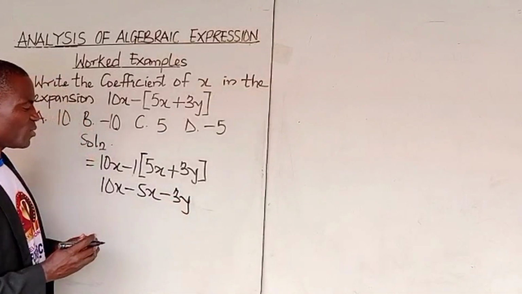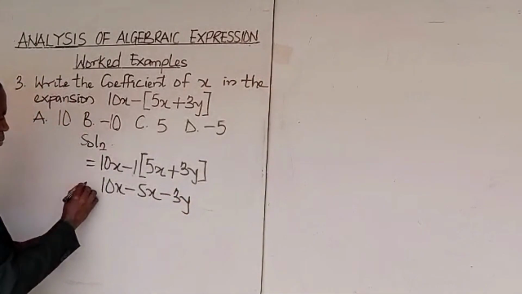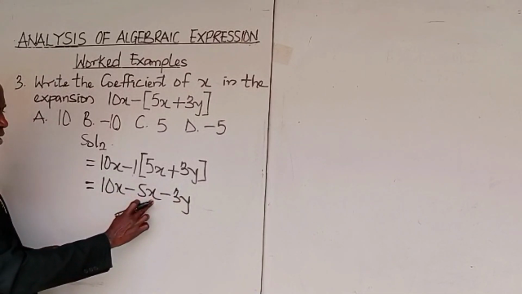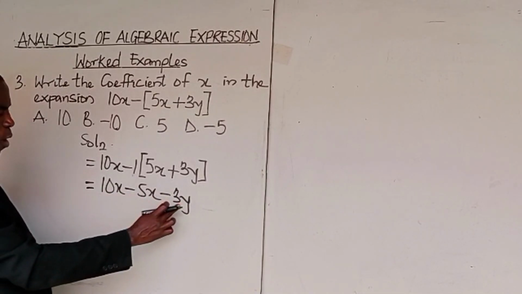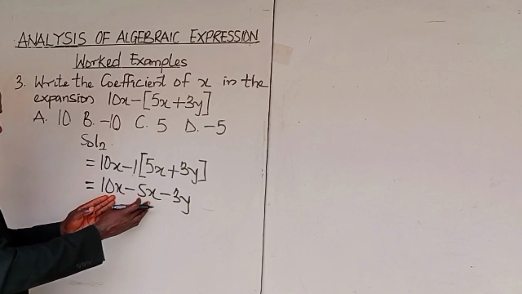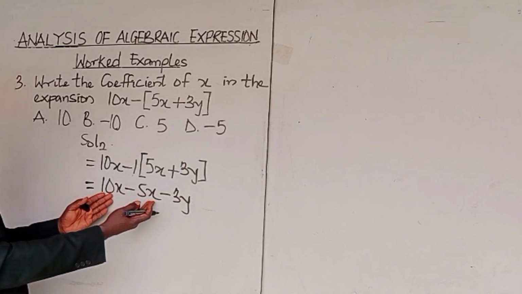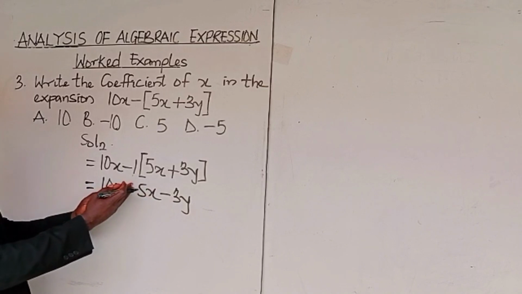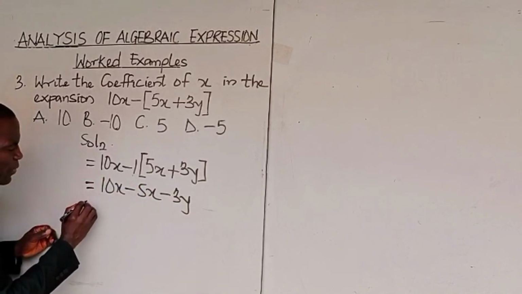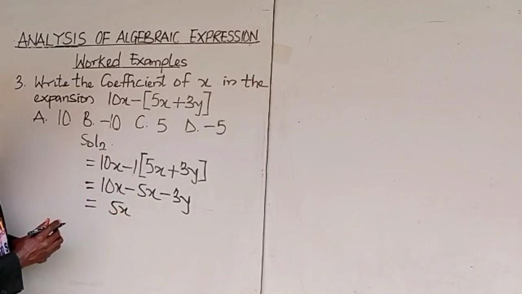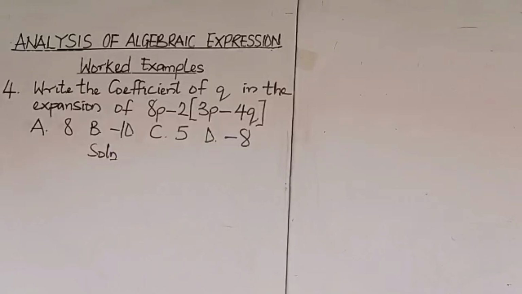So if you watch what is happening here, there is variable x, another variable x, and then we have variable y. So we are going to collect like terms. The terms have been collected already. So what we are going to do is to simplify 10x minus 5x. When we simplify 10x minus 5x, it will give us 5x. Then we have what is left.